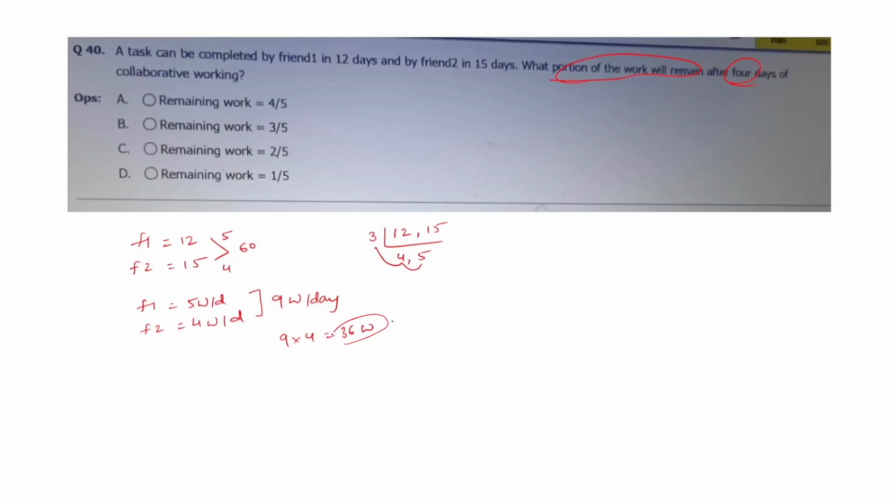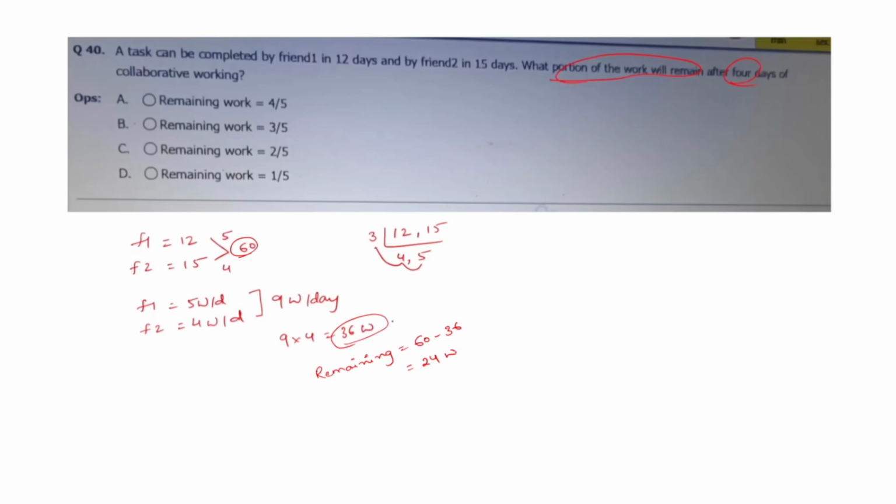This 36 work is the completed work and there is a total of 60 work. So we will get the remaining work when we subtract the completed work from the total work. So 60 minus 36 is equal to 24. So they need to complete the remaining 24 work.